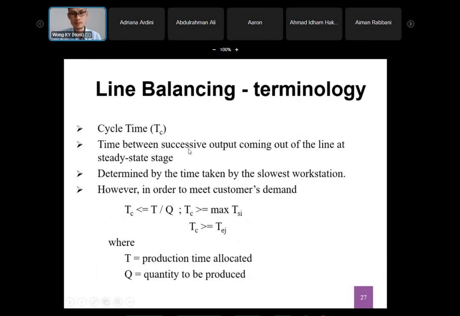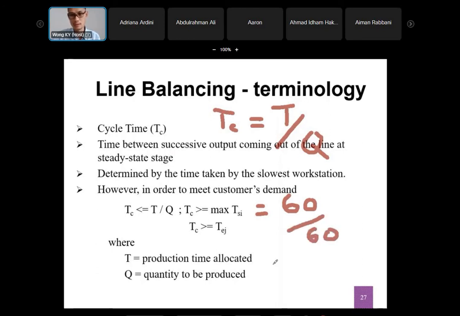Cycle time is the time between successive outputs coming out of the line at a steady state. Normally, cycle time Tc is calculated as T divided by Q. T is the production time allocated, and Q is the quantity to be produced. So if the production time allocated for a particular product or for the assembly line is 60 minutes, and the quantity to be produced is 60, then the cycle time is 1 minute. Simple.